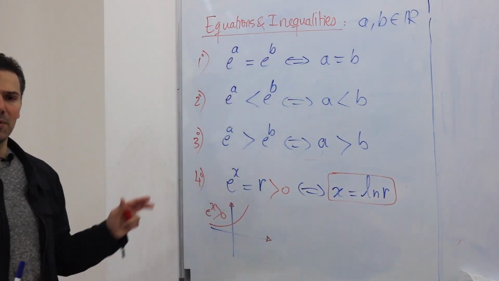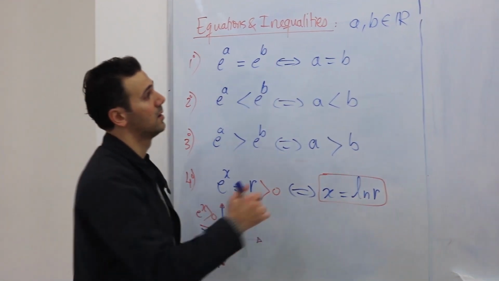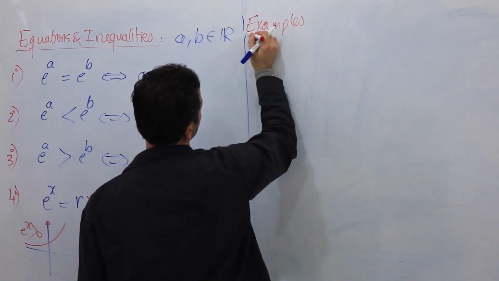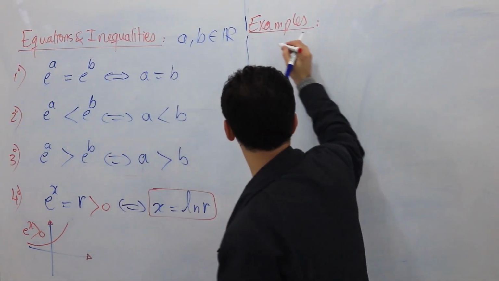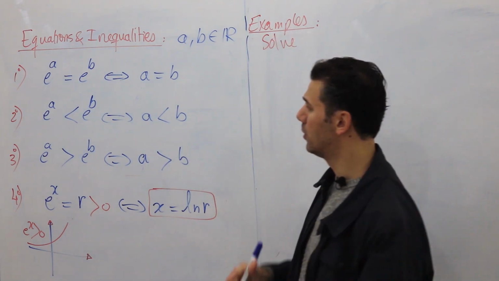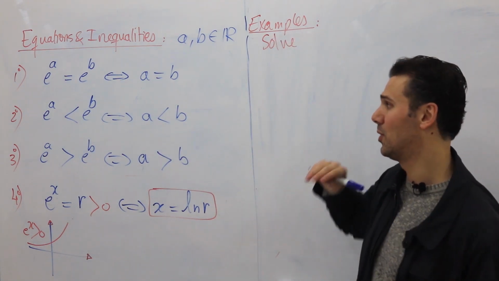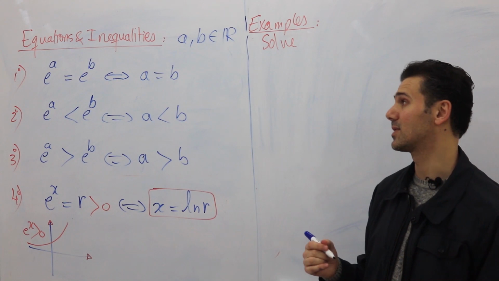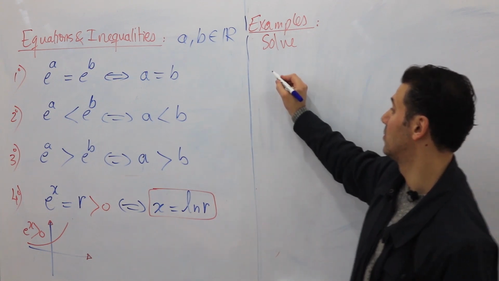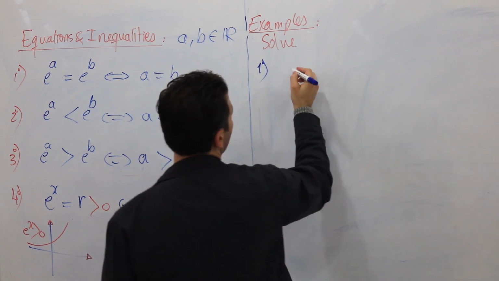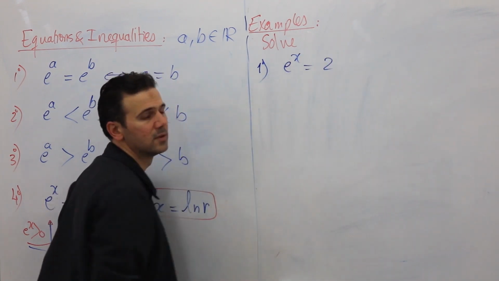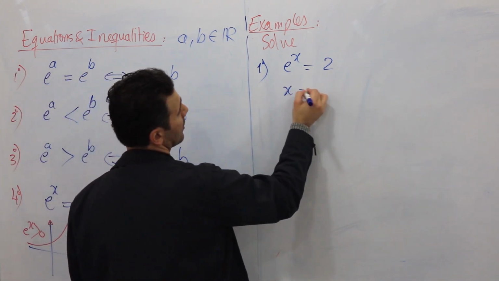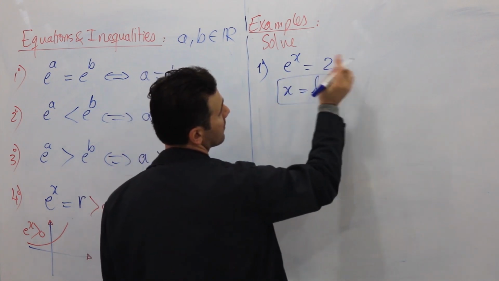Okay? Let's see some examples on these properties. Direct examples. The question is solve. I will give you 3 examples on equations and 3 examples on inequalities. Again, I advise you to rewrite these exercises down and try to do it yourself. 1, if we have e^x equal, let's say 2, simply by this property, we have x equal ln 2. That's it. This is the solution of this equation.